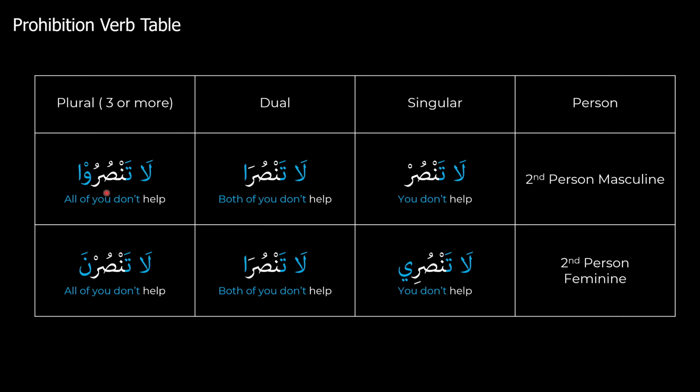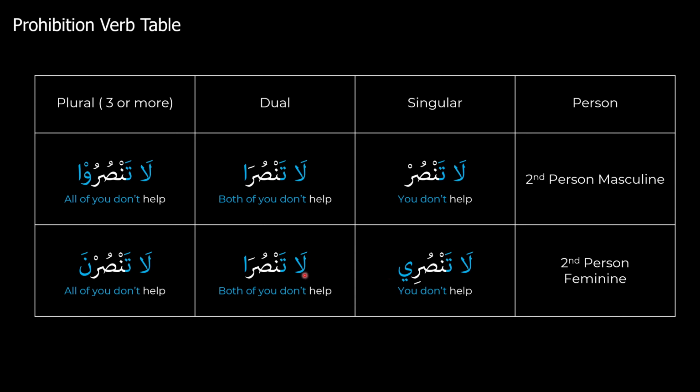And same thing with the plural form, where you have la tansuru. Again, noon is dropped because we put a sukun on it. Then you have the la of prohibition. So this becomes all of you don't help. And again, the same thing with the second person feminine singular form. We have la tansuri. Again, noon is dropped because we put a sukun on it. You have the la of prohibition at the front. So this becomes you don't help.